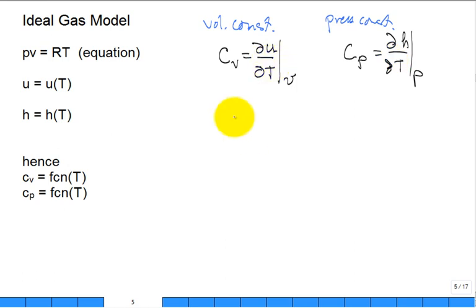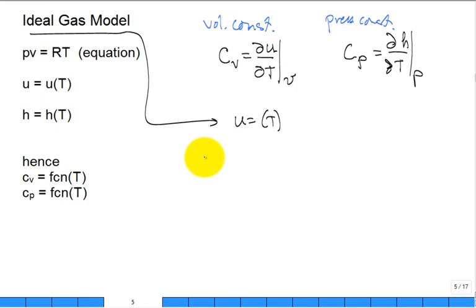So if U is a function of temperature only for an ideal gas, then we can conclude that C sub V is a function of temperature only as well. It can't be a function of temperature and pressure. And likewise, C sub P, for an ideal gas, is a function of temperature only because H is only a function of temperature. It's as if these partial derivatives become ordinary derivatives. Okay.